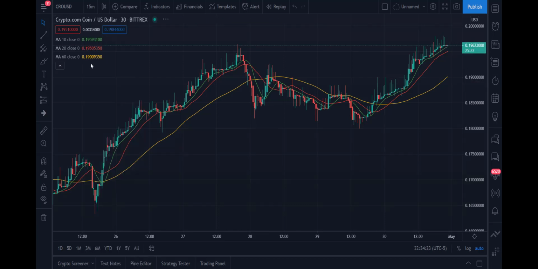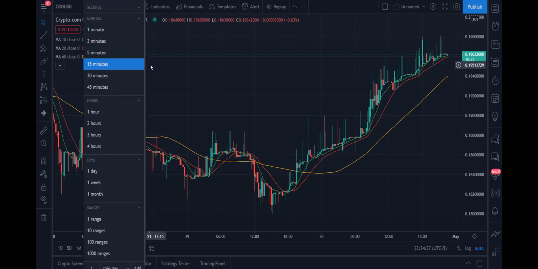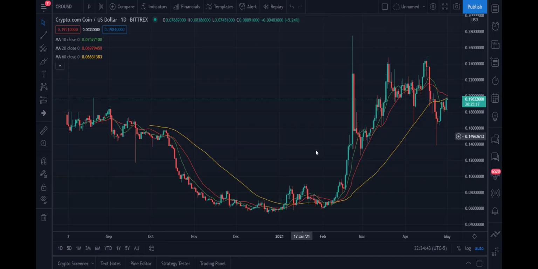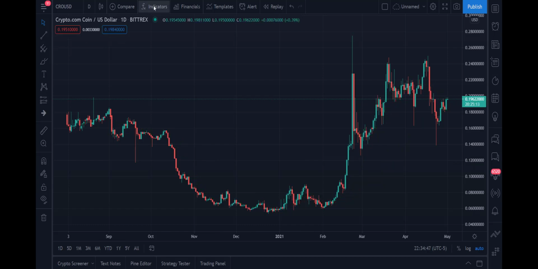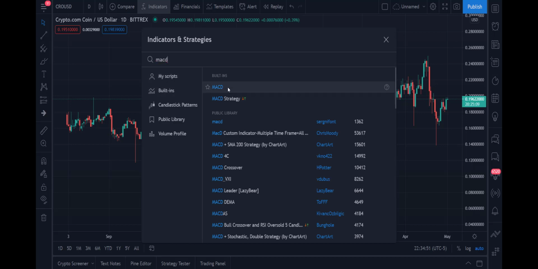Let's look at the 15-minute as well. Should also be bullish, and it is. So with these bullish patterns, you have the 10 period is higher than the 20, is higher than the 60. So we basically had bullish in the 1 hour, the 30-minute, and the 15-minute, but not in the 1 day.